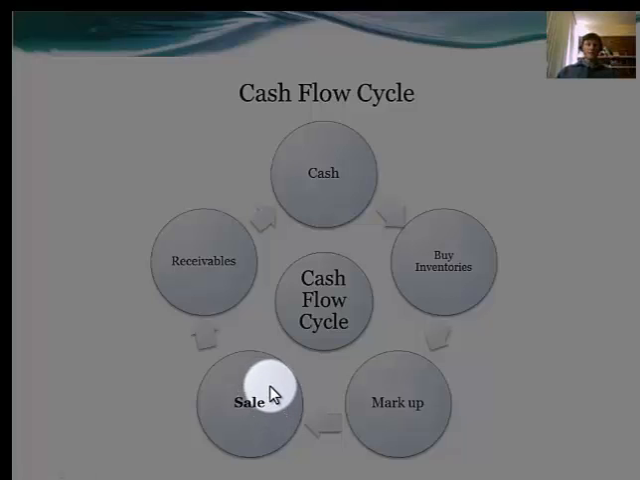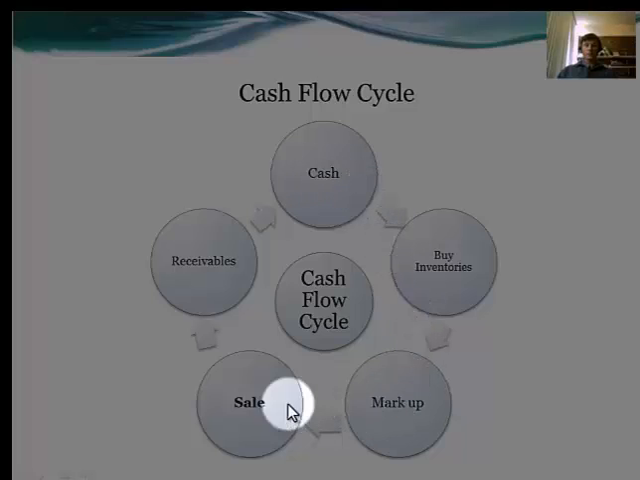Now, hopefully, I'm going to make a quick sale, so it goes to the sale stage. If it is a cash sale, then it goes straight back up to here. But in some instances, we allow our customers to buy from us on account, which means then it goes to the receivable stage. A normal business might give account for 30 days, and hopefully within 30 days that cash is paid back to us to complete the cash flow cycle.